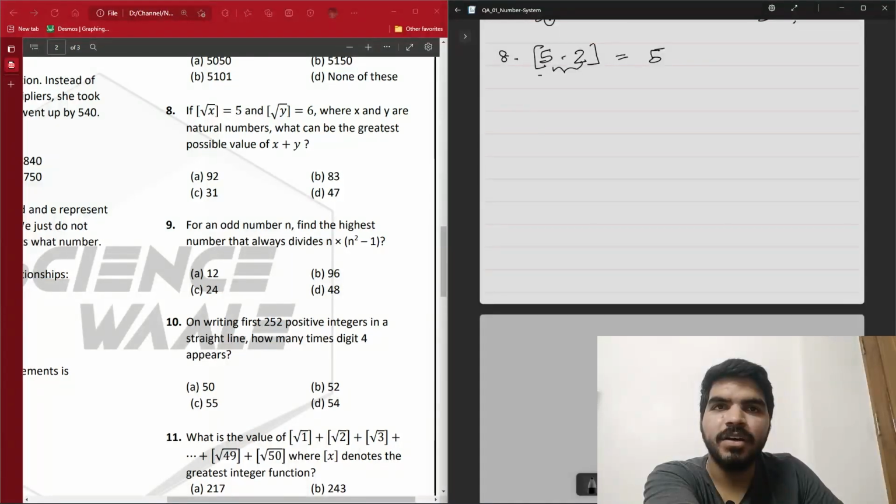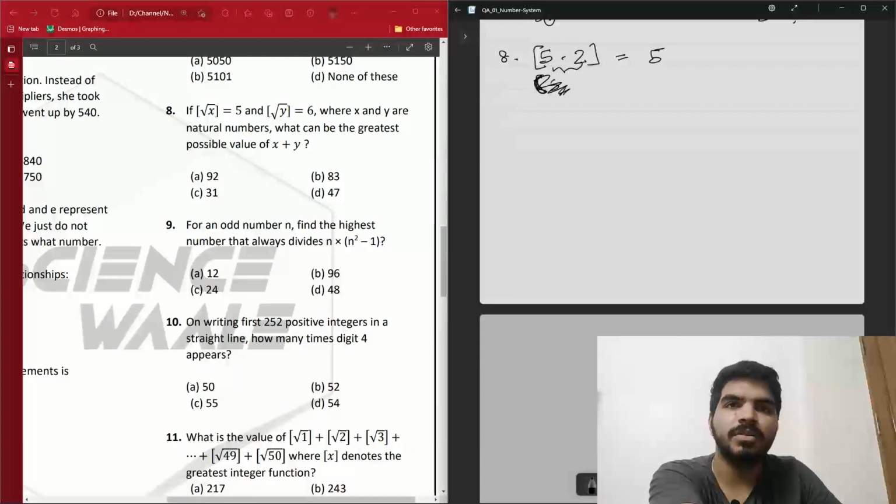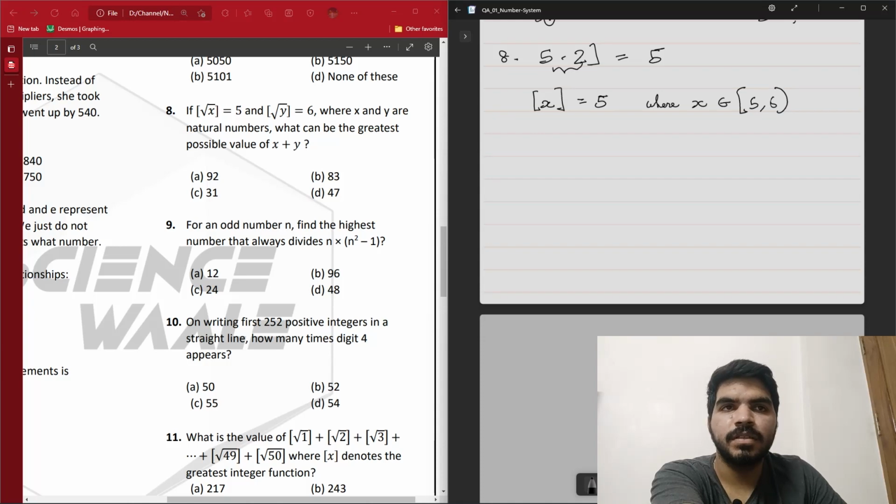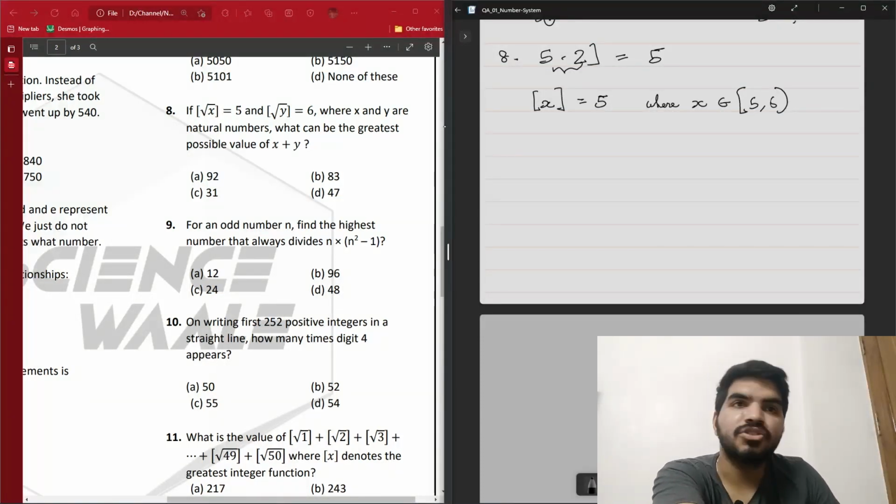So any number from 5 (including x equal to 5, I'm including it) where x belongs to 5 up to anywhere below 6. Any number below 6, and we are given that they are natural numbers.